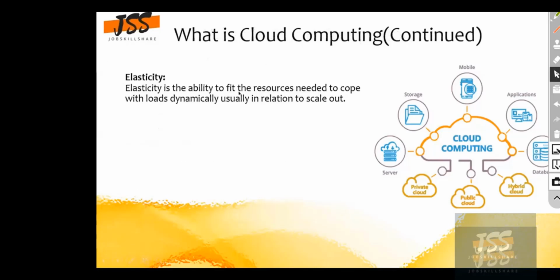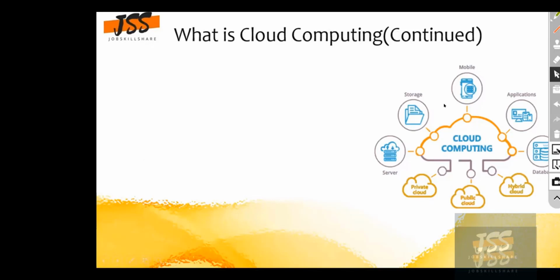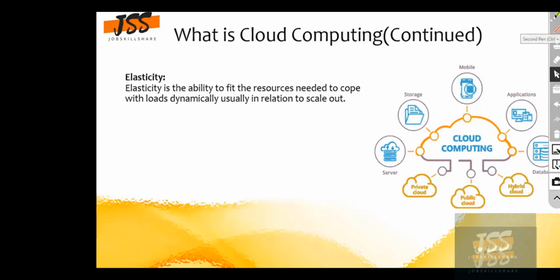Then we have elasticity. Elasticity is something different from scalability. Elasticity has to do with a single resource. For example, this is a server. I can increase the hard disk drive, or I can remove the hard disk drive from the single resource. That has to do with elasticity.